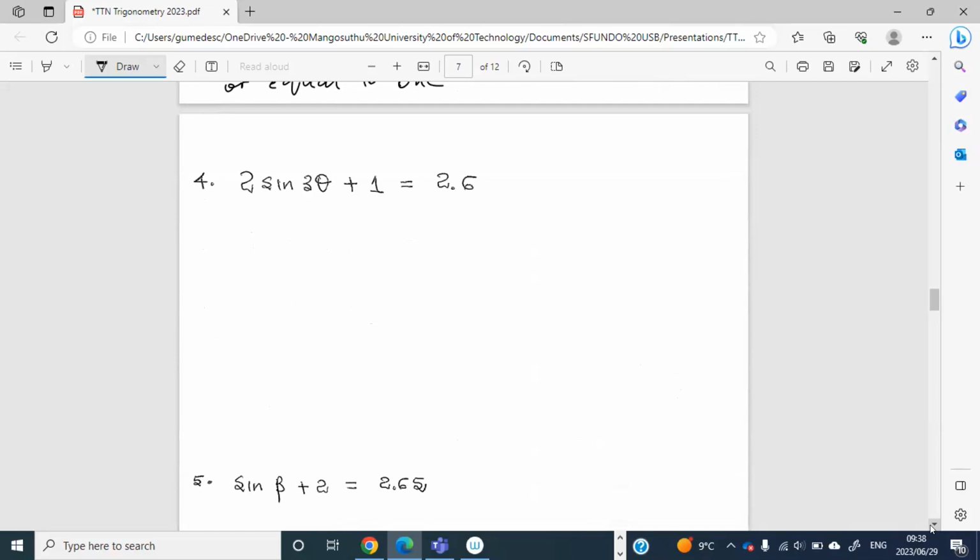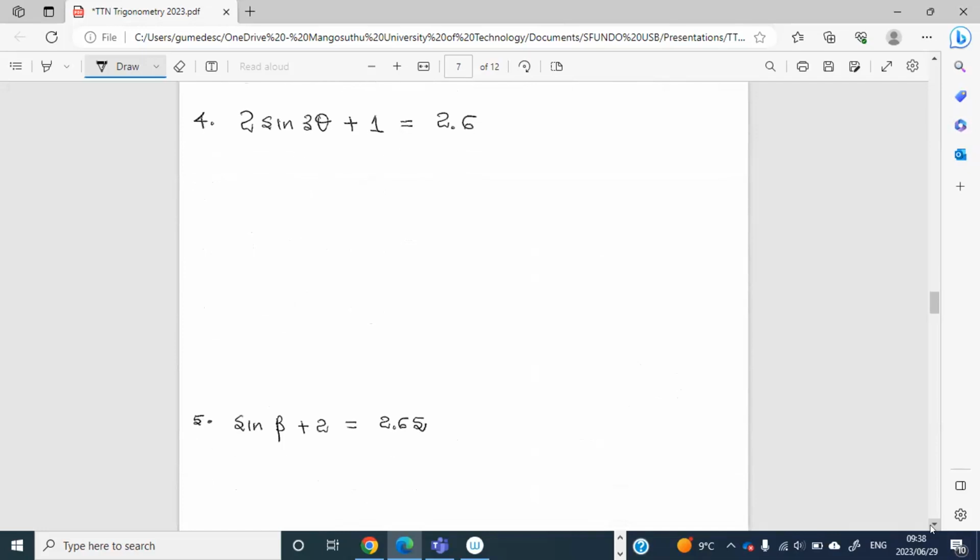Let me see what we have here in number 4. Number 4, right. We're doing the same thing. It's just that now I've made 2 terms on the left. So what we want to have is sine theta equal to something. We don't want to have something as complicated as this. We don't want to have too many terms on the left. We want to have 1 term. So the problem that we have is this one. So how do you deal with this one? You subtract 1 both sides.